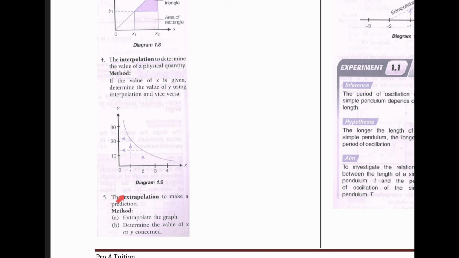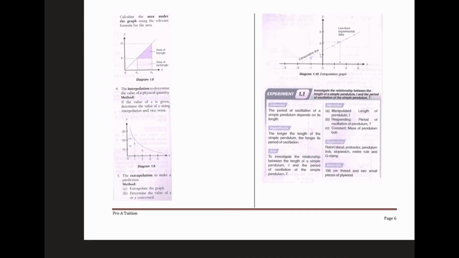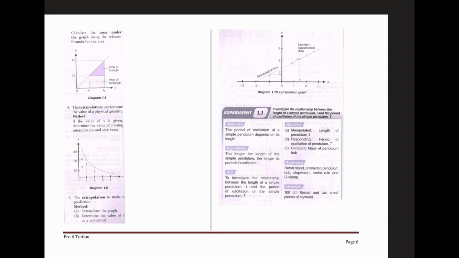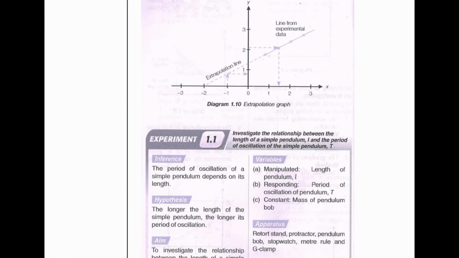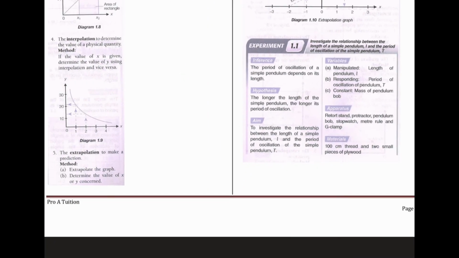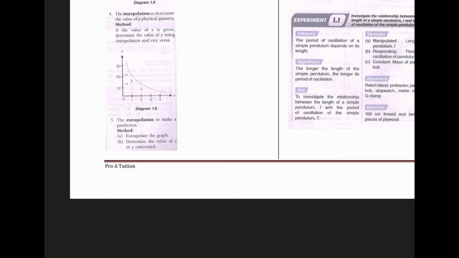So let's see. Extrapolation is to make a prediction. The method is, you can see here, A, extrapolate the graph. So what is extrapolate the graph? You can see the picture over here first. So this is the graph that we have, from here to here. Sometimes we will realize that the graph is not long enough, so we extrapolate the graph, make the line longer.